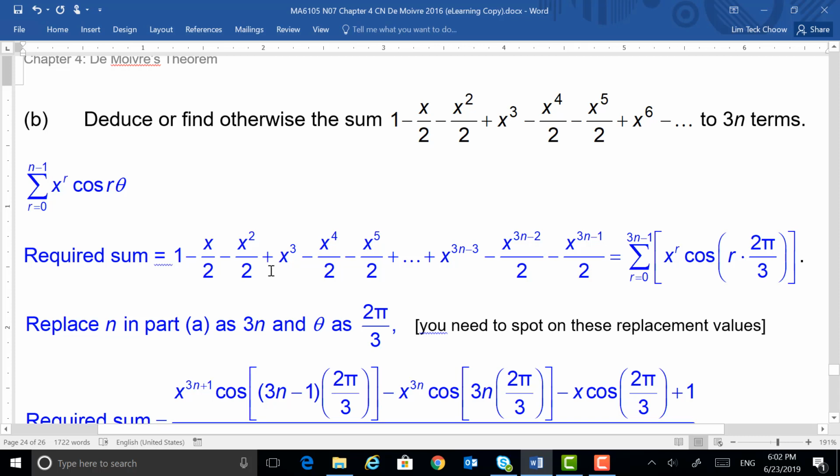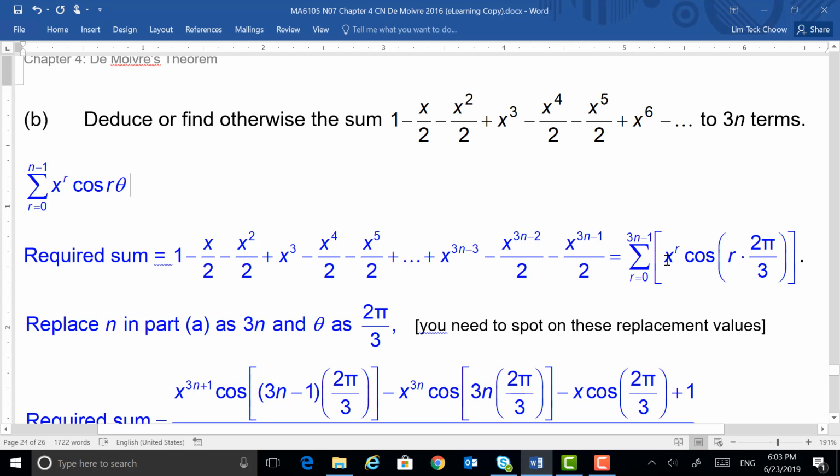Which means what I'm doing here is from the original series, I'm able to make use of this original series by first replacing n as 3n, and I spotted a value of θ so that I will get a 1, minus, minus, plus, minus, minus and so on. So I spotted the value of θ as 2π/3. I plug it in here to give me this. You can try for yourself that if you were to write down these terms, it will match exactly like what you see here.